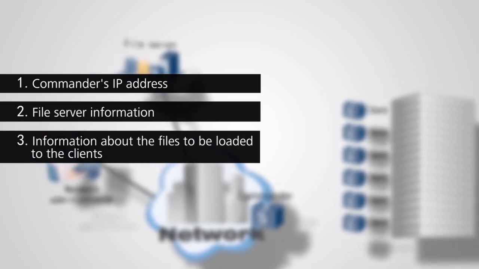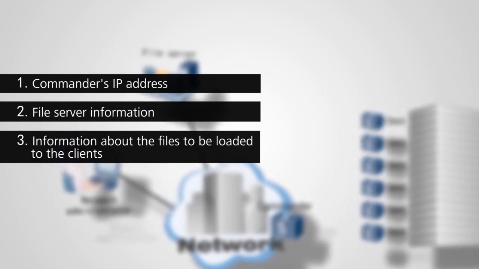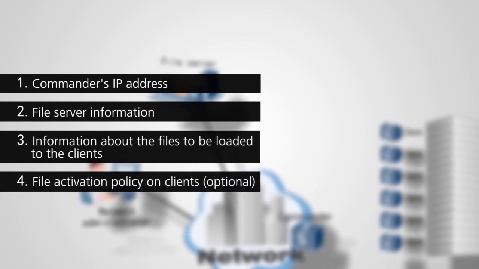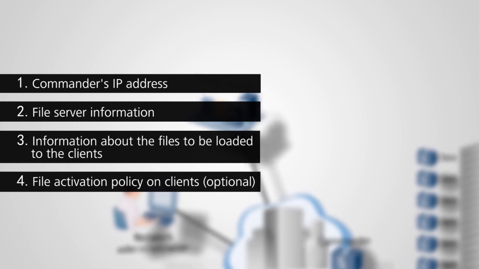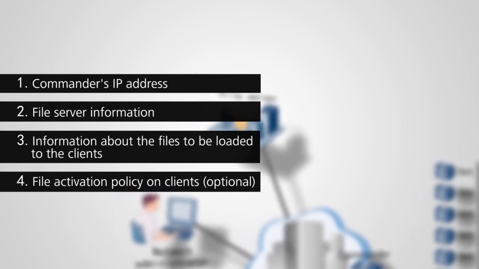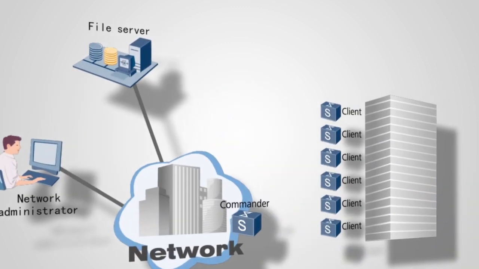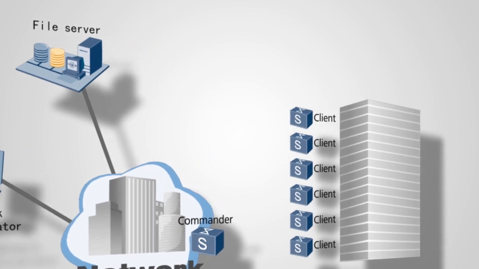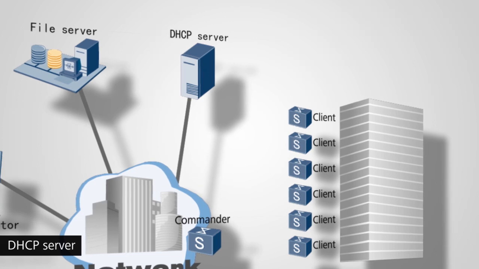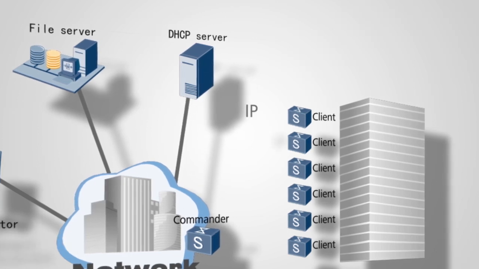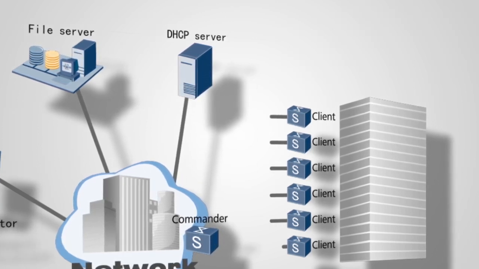This includes system software names, configuration names, and patch file names; and file activation policies. This includes the time and method to activate these files once they've been downloaded onto the clients. After the commander configuration is complete, the next step is to configure a DHCP server. The DHCP server will allocate IP addresses to the clients so they can communicate with the commander.